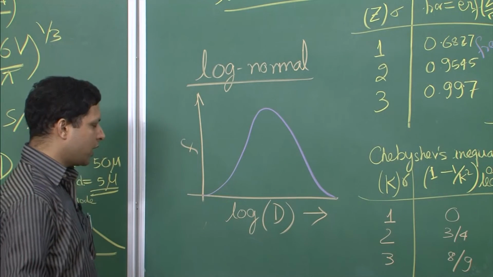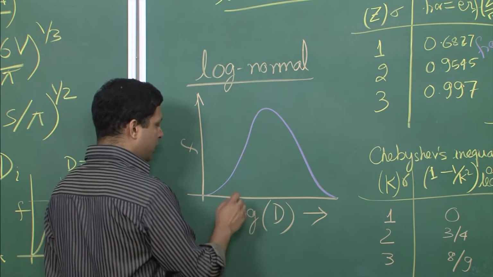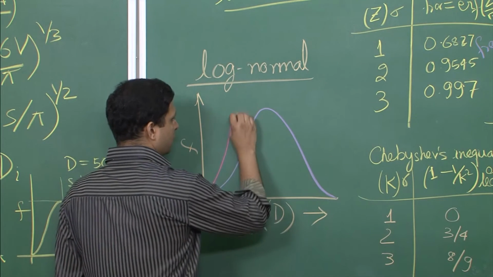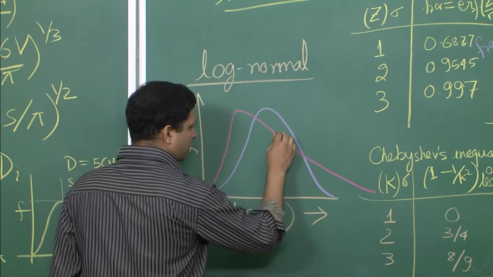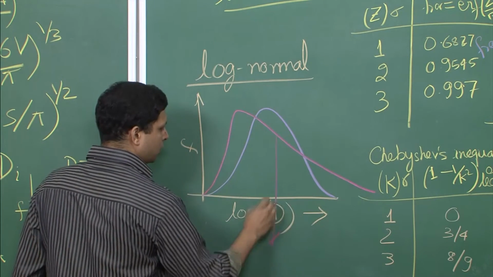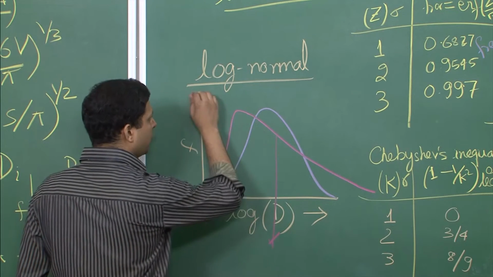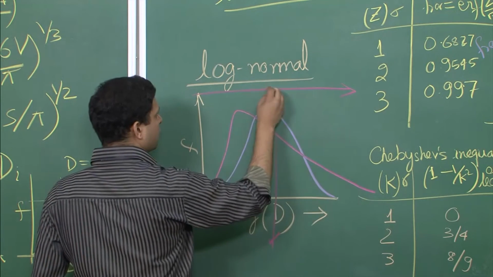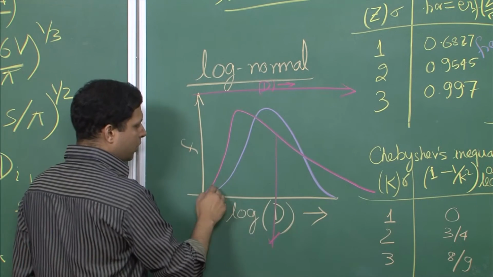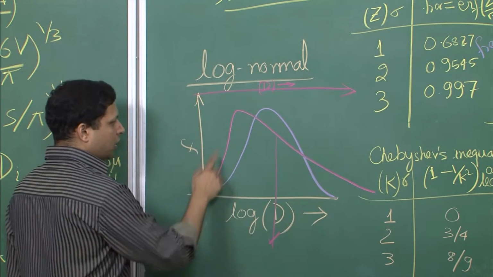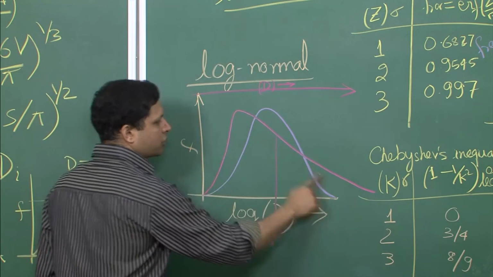How would it have looked like? If instead of log d we had taken d, it would have been right skewed. So, you see this is not a normal distribution, and here the axis is d. So, let me draw this x axis over here. So, this is d and not log d. When you have log d, this is what the distribution looks like, and when you have d, this is how the distribution looks like.